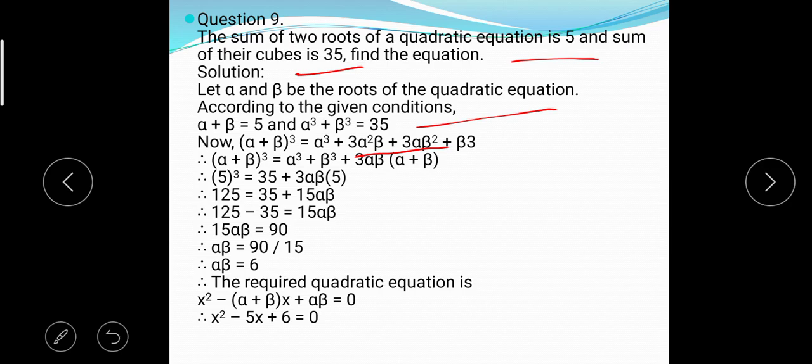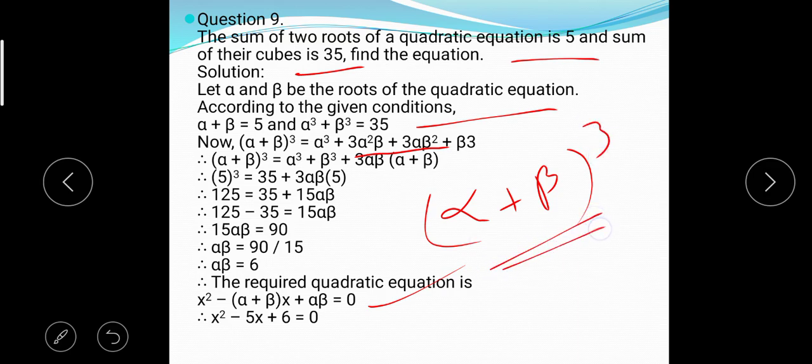The required quadratic equation is, now alpha into beta we got and alpha plus beta we know, and therefore by substituting the values in the general form of the quadratic equation, you will get x square minus 5x plus 6 is equal to 0. So for this question, you have to know the identity of alpha plus beta whole cube. It is very important.